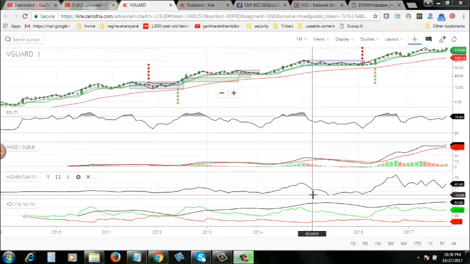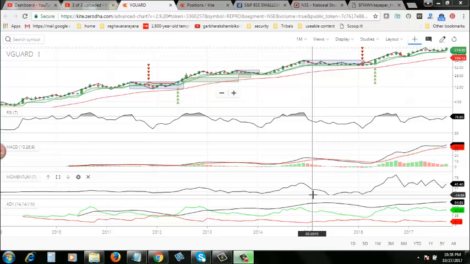Today we are going to do the technical analysis for VGUARD stock. VGUARD is the ticker name, and this particular stock's industry is electrical appliances, and it has a very good name in India.